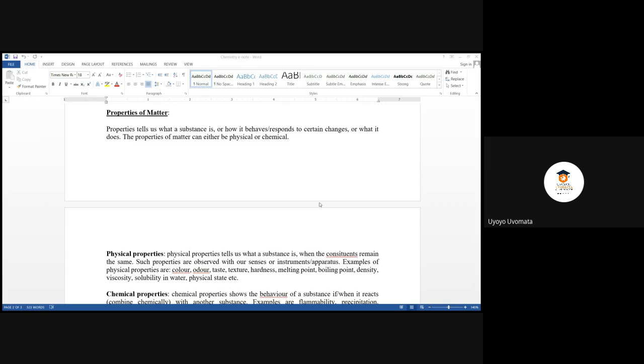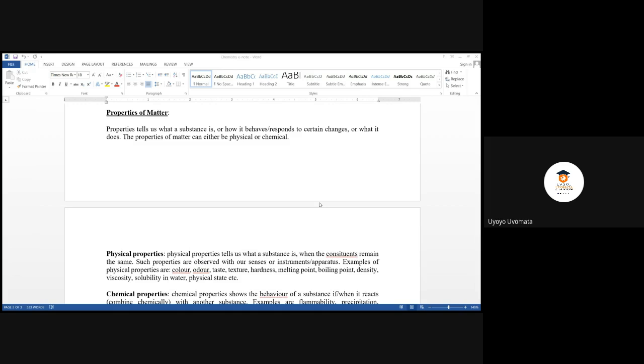Having this in mind about what property means, don't forget it tells us what a substance is, how a substance behaves, how a substance responds to changes, or what a substance does. These are some things about properties of a substance.